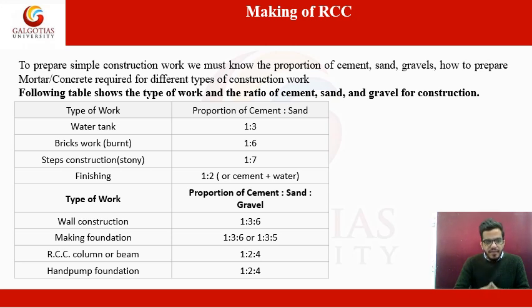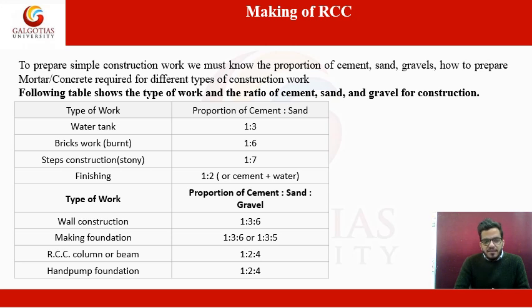While we are doing the step construction in a stony form, the proportion should be around 1:7, and in the finishing work, the ratio should be around 1:2. While we are doing the wall construction, the proportion of cement, sand and gravel should be around 1:3:6. For making foundation, which is a very important part of the building construction, it should be around 1:3:6 or 1:3:5, depending upon the typology of work and load.